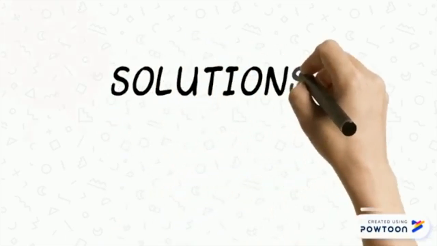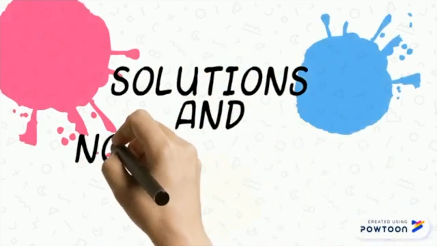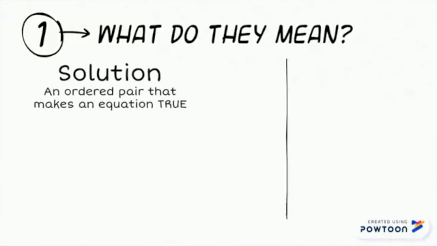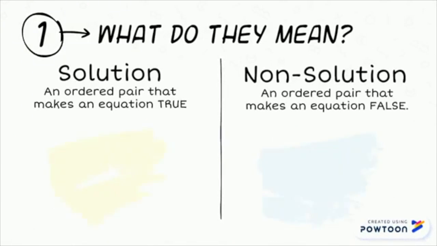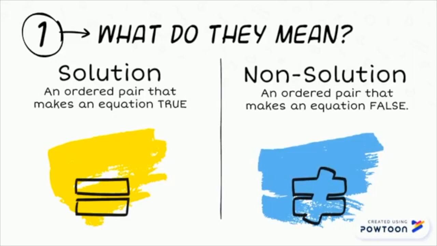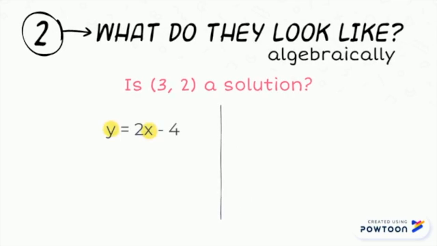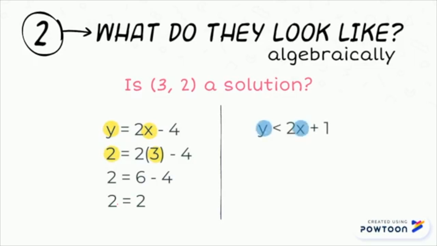This presentation is a quick review of how to identify solutions and non-solutions. As a reminder, a solution is an ordered pair that makes an equation true, while a non-solution produces a result that is false. We have reviewed this information algebraically, where you can substitute an ordered pair into an equation or inequality and look at the final result to tell if it is a solution or non-solution. Now we will explore what it looks like graphically.